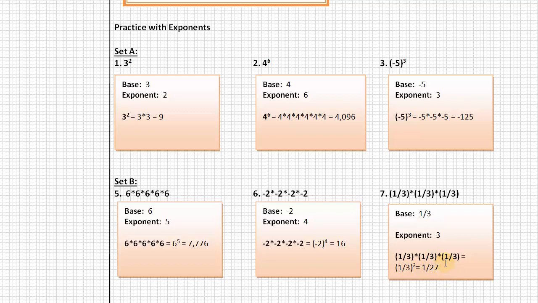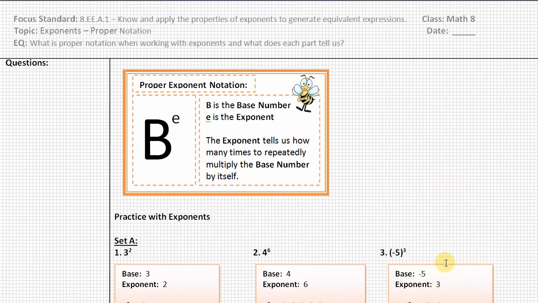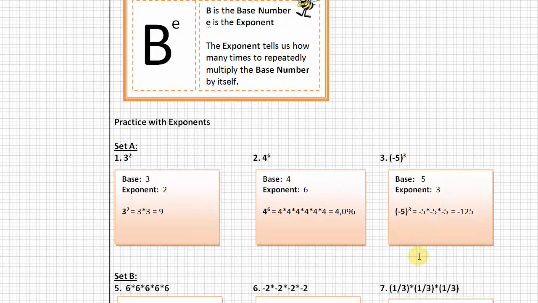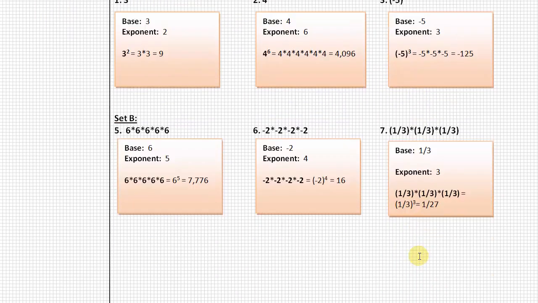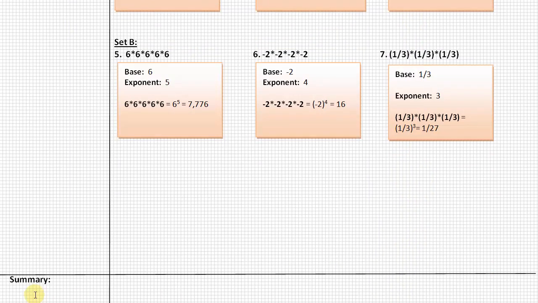That concludes our video for today on proper exponential notation. Please take a moment to make sure that your notes are fully complete, that you have it all written down, and you have included a summary section. Then come prepared to work more with problems like these in class.